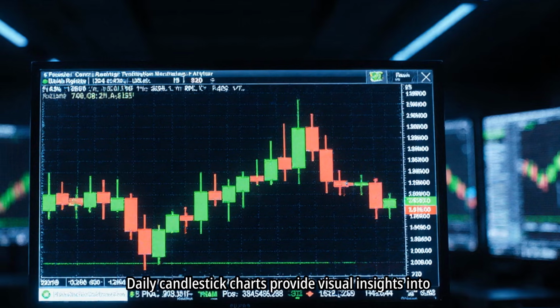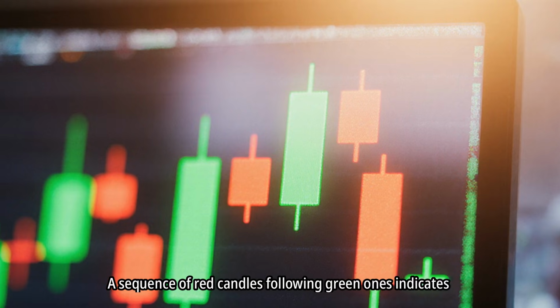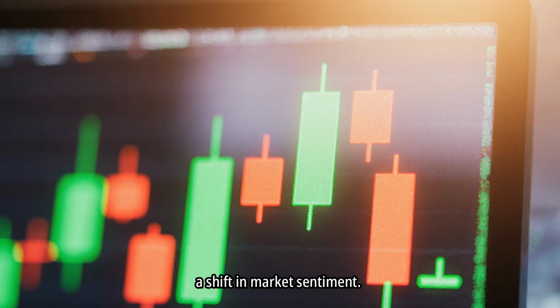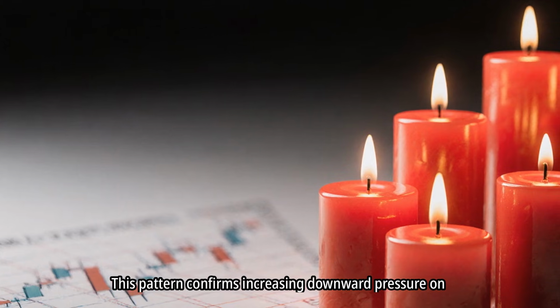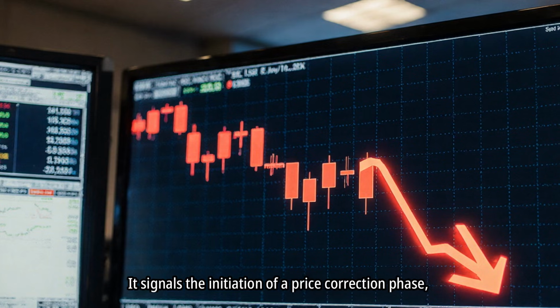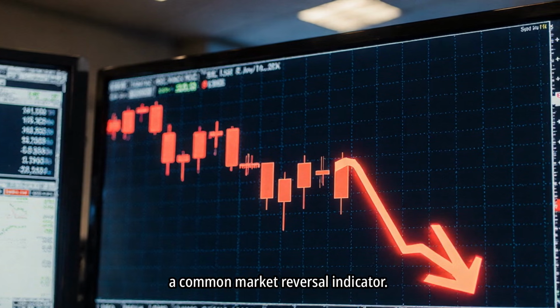Daily candlestick charts provide visual insights into market price movements. A sequence of red candles following green ones indicates a shift in market sentiment. This pattern confirms increasing downward pressure on the asset's price. It signals the initiation of a price correction phase. A common market reversal indicator.